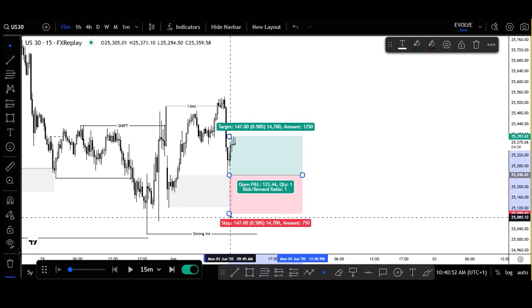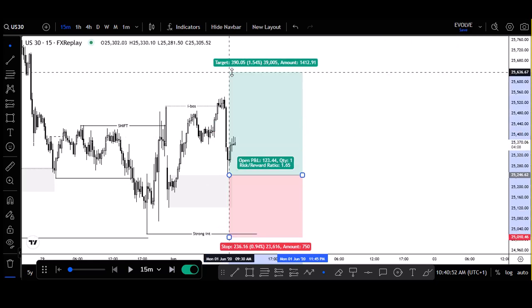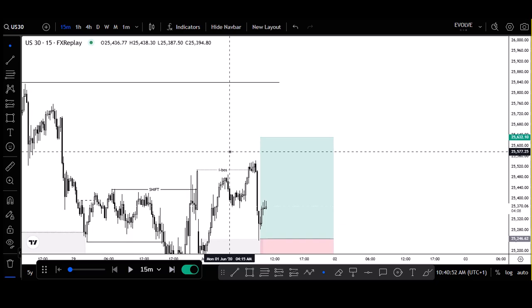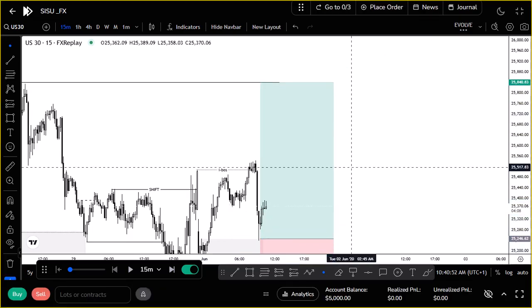And if you want to be aggressive, for me, that's the two things I will do. But if you want to be aggressive, you can try to take a trade from here. You can try to take it from here, and perhaps you target this high. But this is not a good trade for you. This is not a good trade for you.